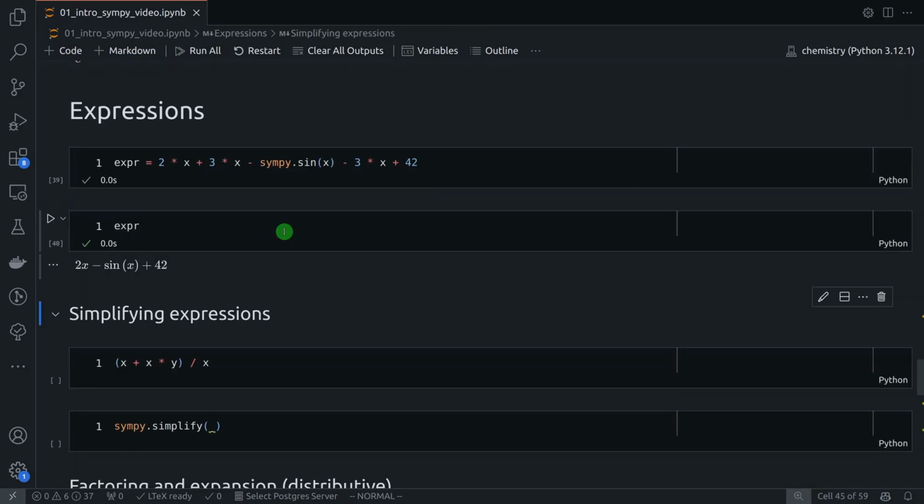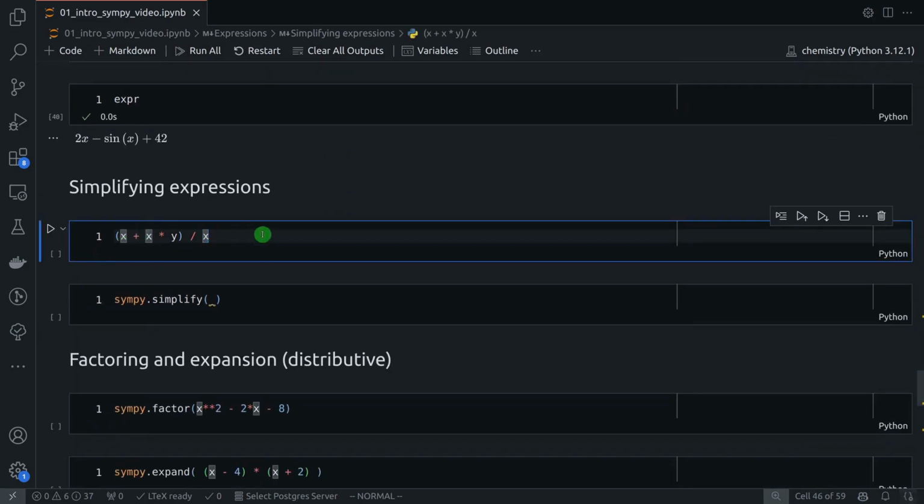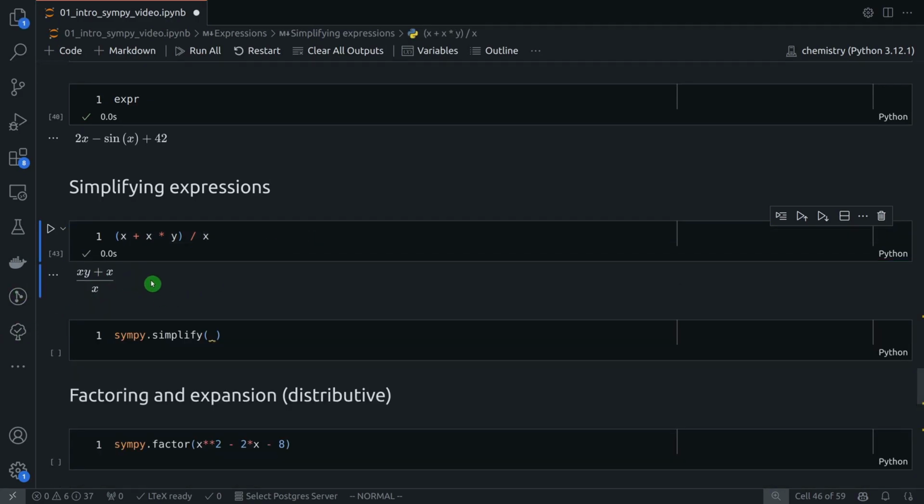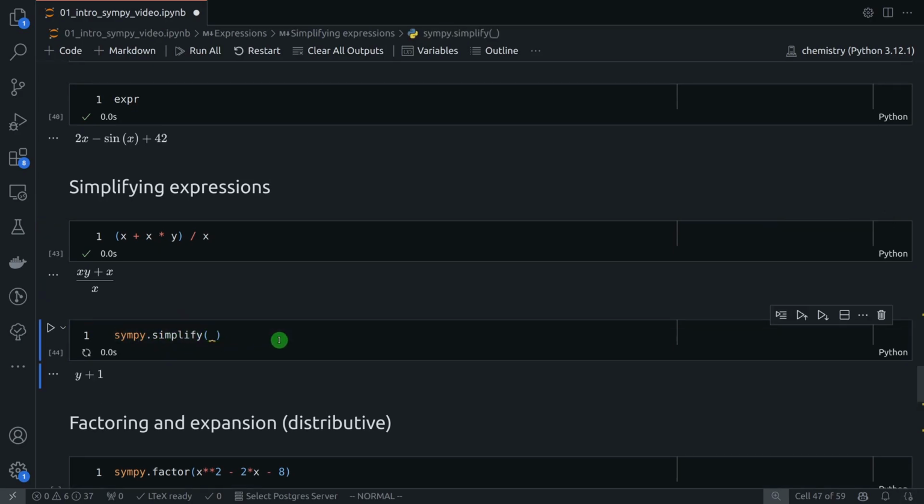But sometimes SymPy will not simplify the expressions for you. For example, you can see here that we have this expression, and from a mathematical point of view, you can probably see that you can simplify it. So you can pass this expression to the simplify function, and the simplify function will, as the name suggests, simplify this expression for you. If SymPy doesn't simplify the expression automatically, you can ask using the simplify function.